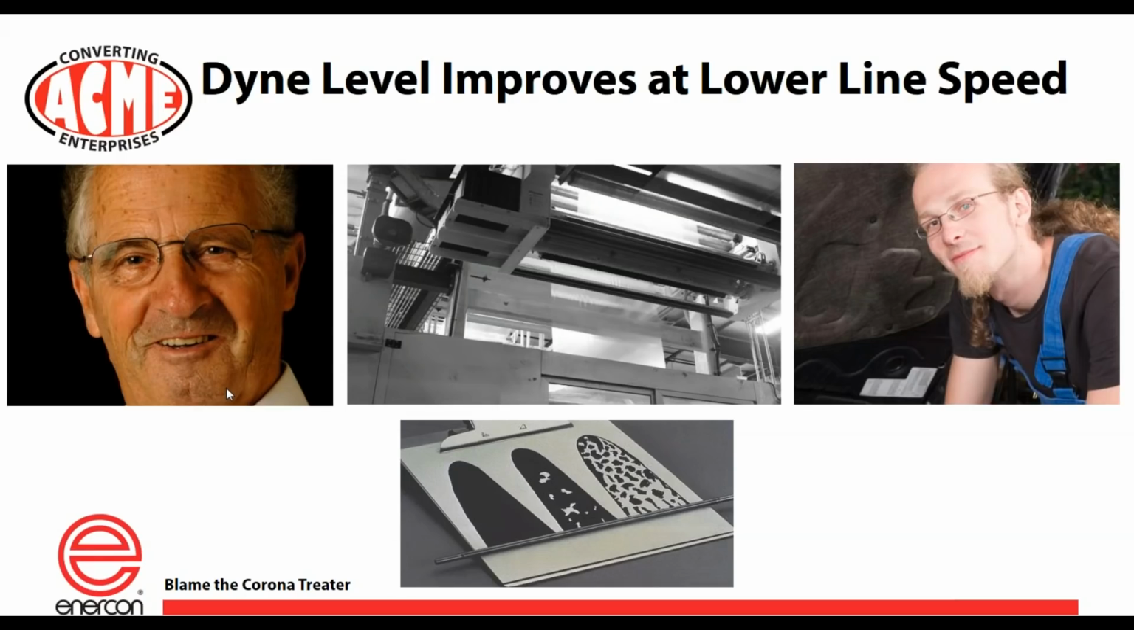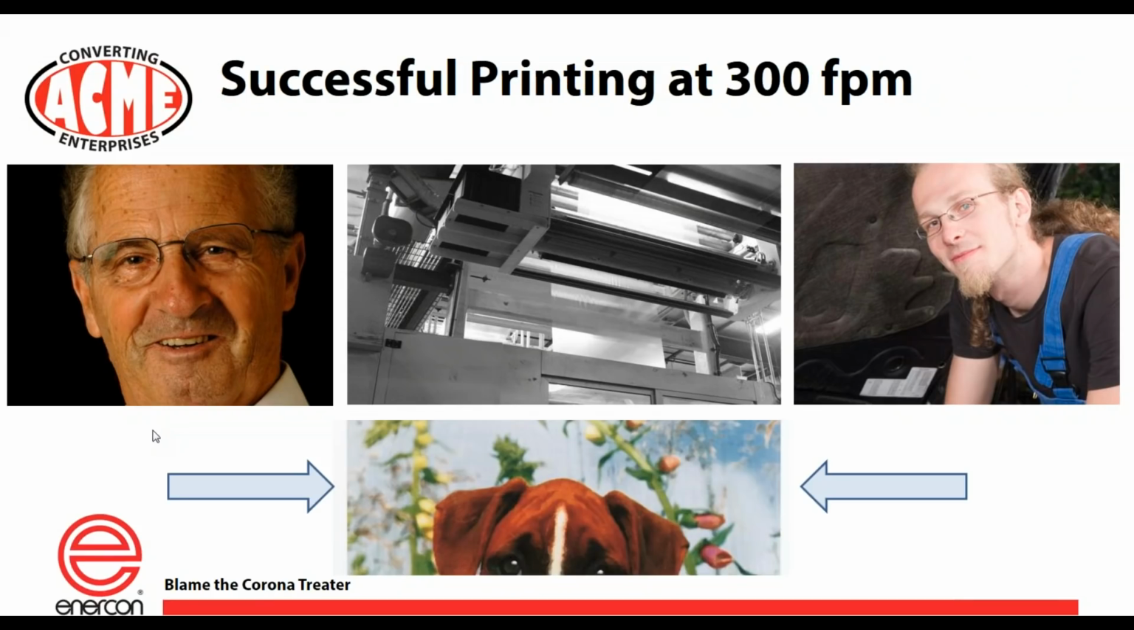Phil, these Dyne levels are pretty low. We should be seeing 42 Dynes. All right, let's lower the line speed a little and see what Dyne results we get. Way ahead of you. I tried that, and at 300 feet per minute, the Dyne level looks good. Okay, then let's try printing at 300 feet per minute and see what happens. You got it. Bob runs the press at the lower speeds. Phil, you're a genius. The printing looks great.